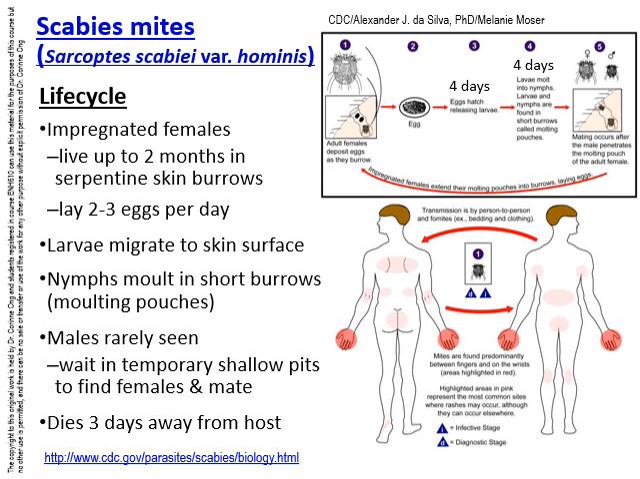Male mites are rarely seen. They wait in temporary shallow pits before locating females and mating with them in their molting pouches. They only mate once. Impregnated females remain fertile for the rest of their lives and wander around the skin surface till they find a suitable site before making the long serpentine burrows to lay their eggs. They remain there permanently for the rest of their lives.